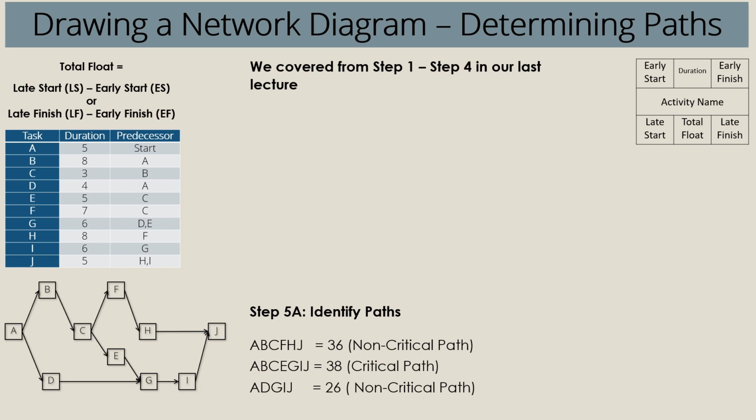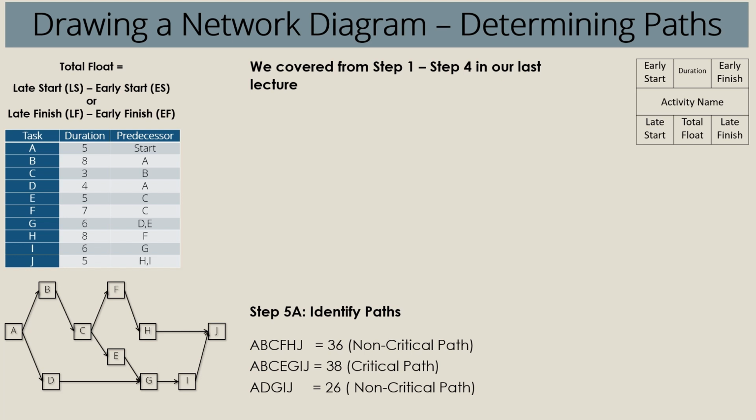From the table, the values add up to 26: 5 plus 4 plus 6 plus 6 plus 5. Calculate the rest of the values of identified paths, and the path that has the highest value will be your critical path. So again, the paths and their associated values are mentioned in front of you. Path A, B, C, E, G, I, J will be your critical path, which happens to be the longest, and also the duration that your project will be of.